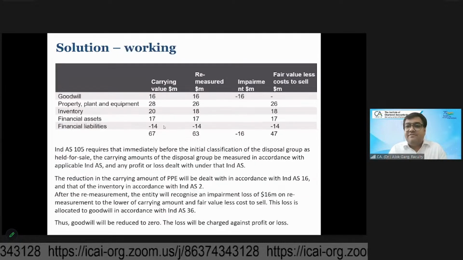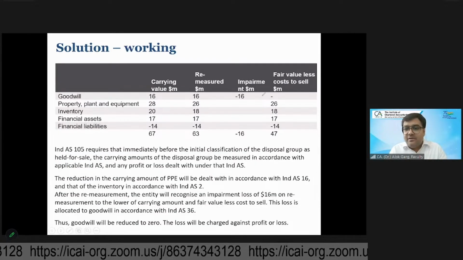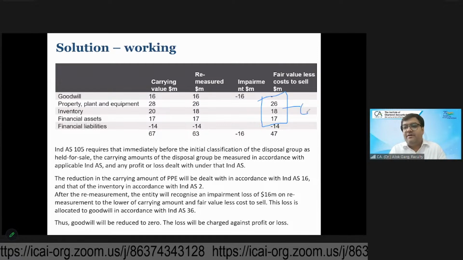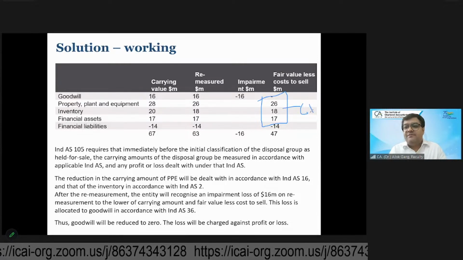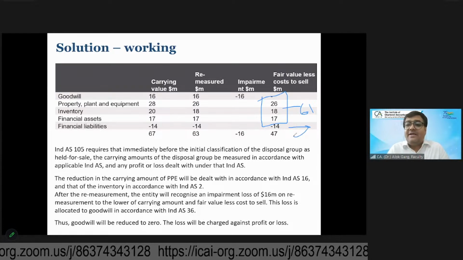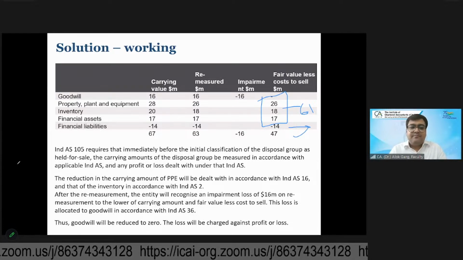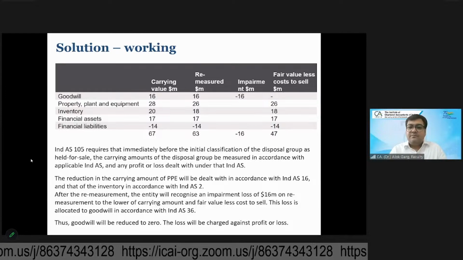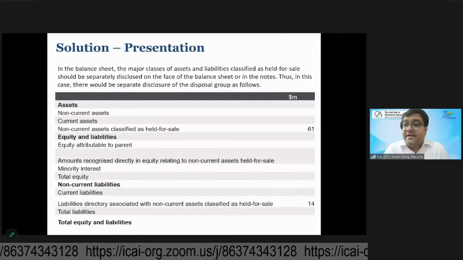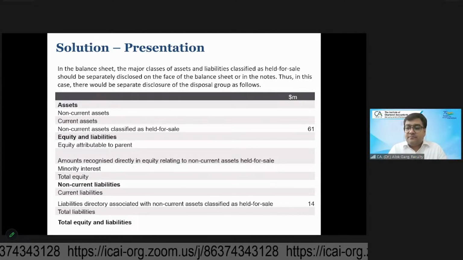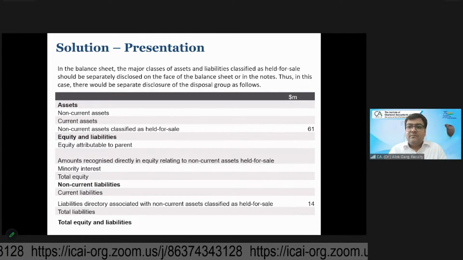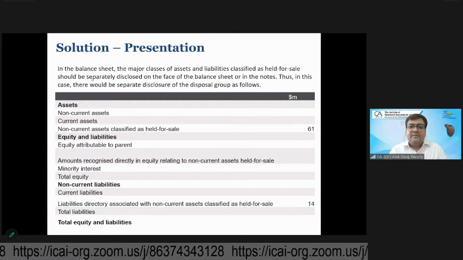If you see the revised value of this disposal group held for sale, this 26 plus 18 plus 17 comes out at 61. And this liability is 14. 61 minus 14 is 47. So liability has to be shown on the liability side, asset has to be shown on the asset side. Correct? Is it correct? Yes.